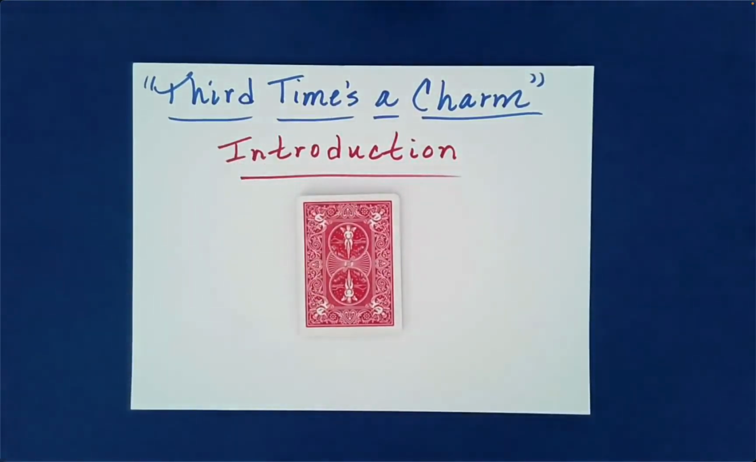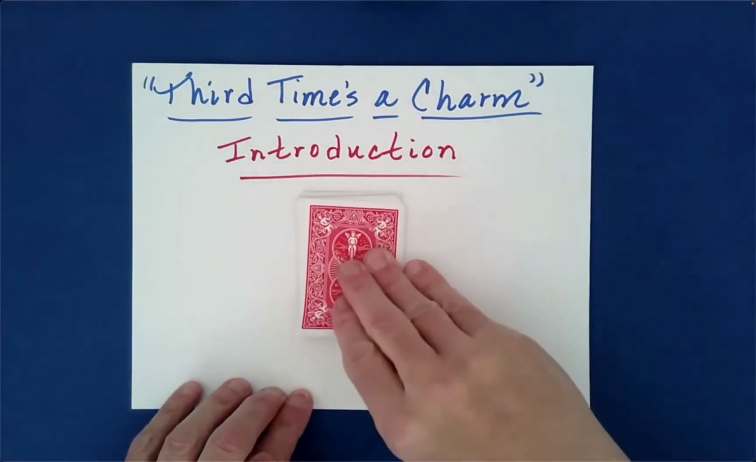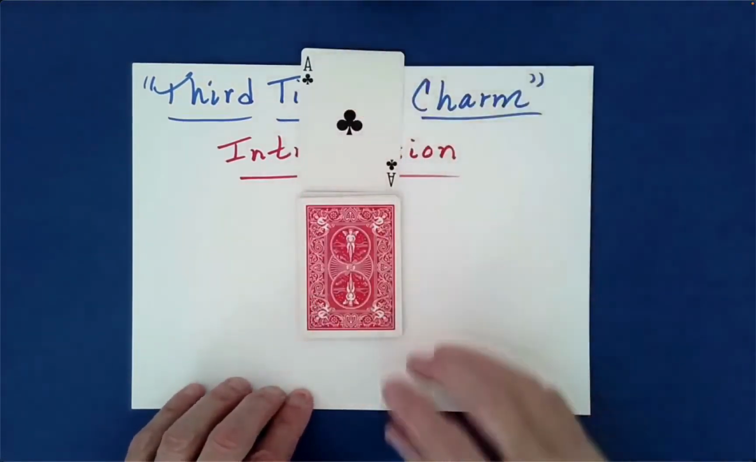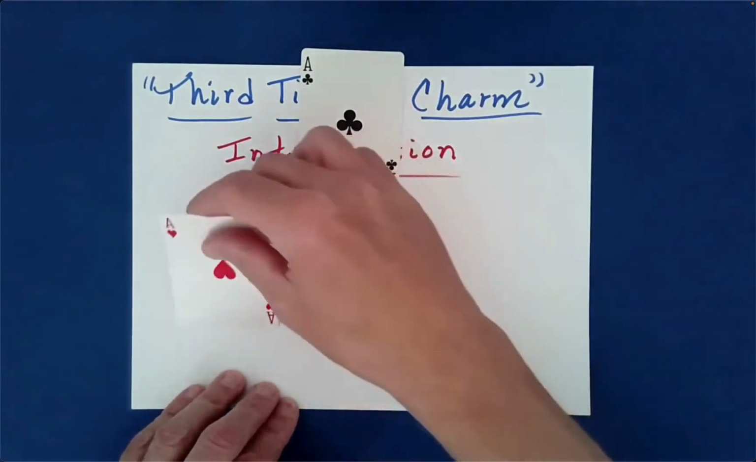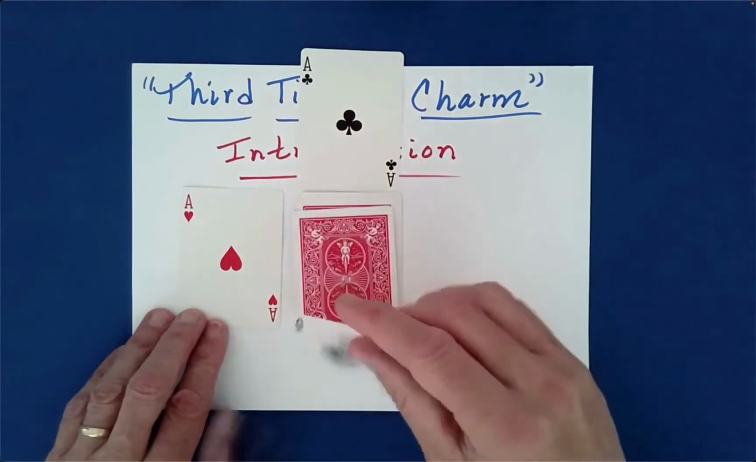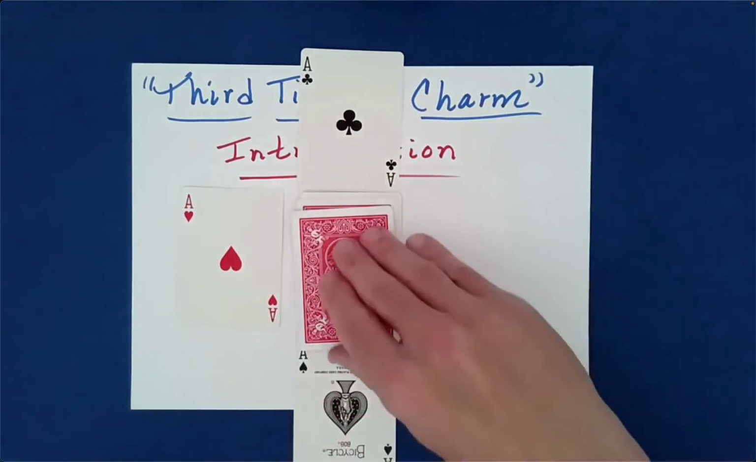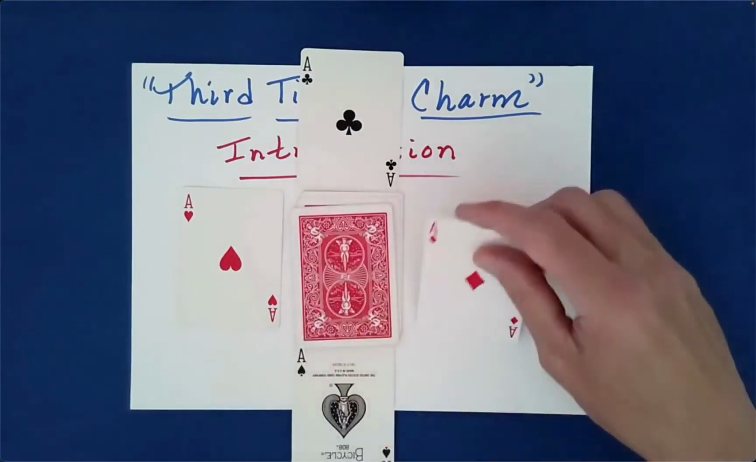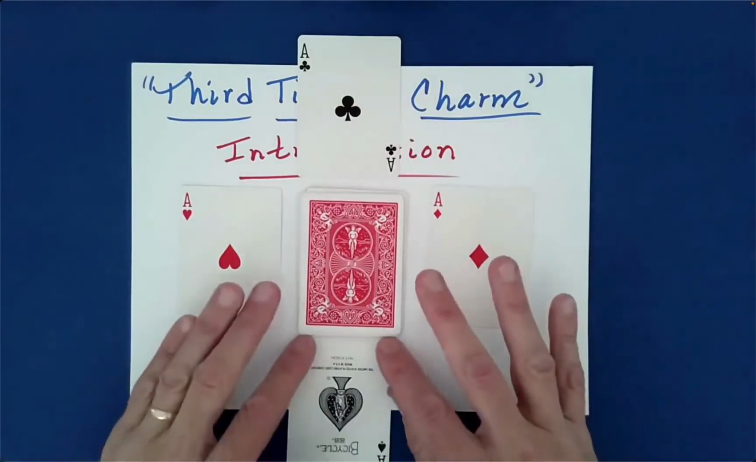Now, how would we know whether or not we've accomplished something surprising? Well, let's just take a look at the cards at the top of this packet. Ooh, that's nice. An ace of clubs. Oh, an ace of hearts. An ace of spades. No way. An ace of diamonds. That is amazing. How did you do that?